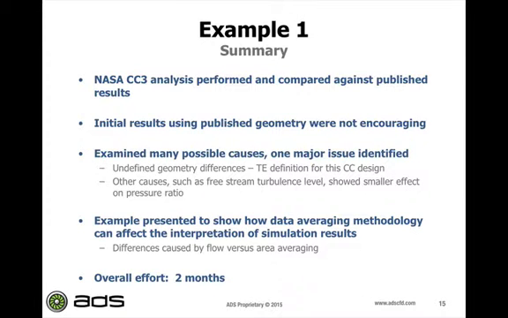So here, the next chart is really to summarize the first example. The NASA CC3 compressor we analyzed and compared against published data. Our initial results were not encouraging at all. We have examined many causes, like what I laid out in front. Five items: CFD modeling, boundary condition, geometry, critical feature, and looking at the experiments.